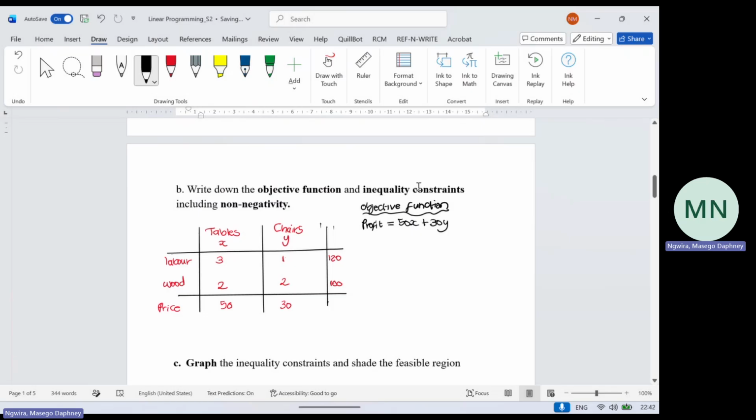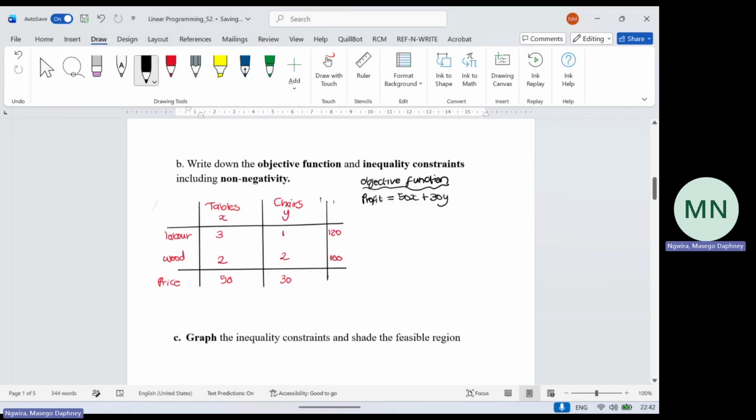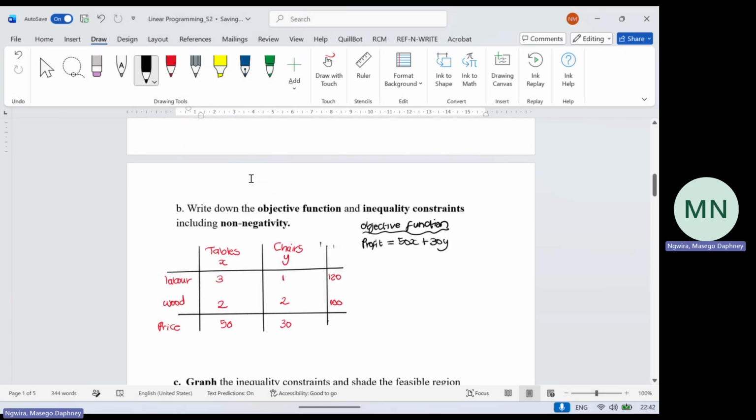And then after this, now we move on to inequality constraints. Because here they did not mention at most, at least, maximum, or minimum, it means that you cannot have more of these to produce than 120. So it's going to be 3x plus 1y is less than. If they don't mention anything, it's less than. We can't have more. I hope I make sense, but we'll see as we move on.